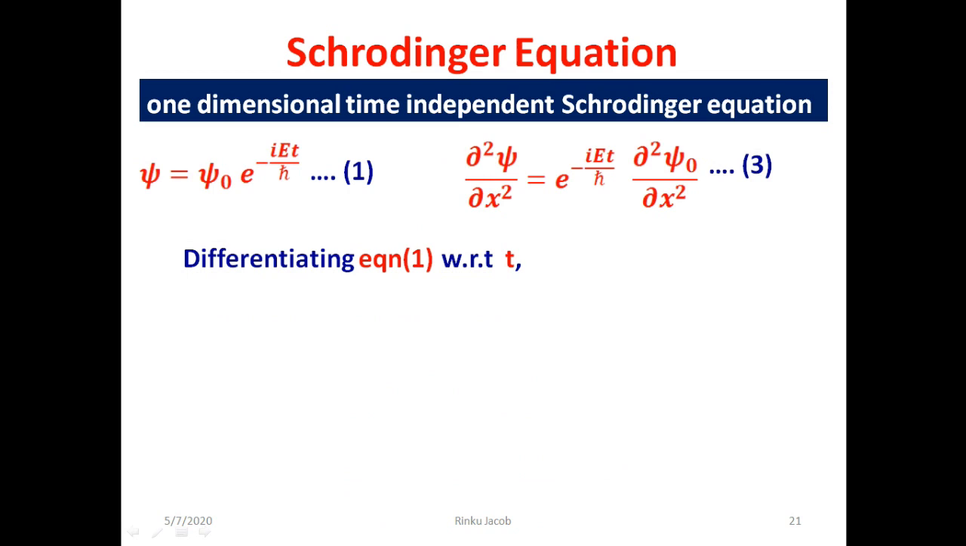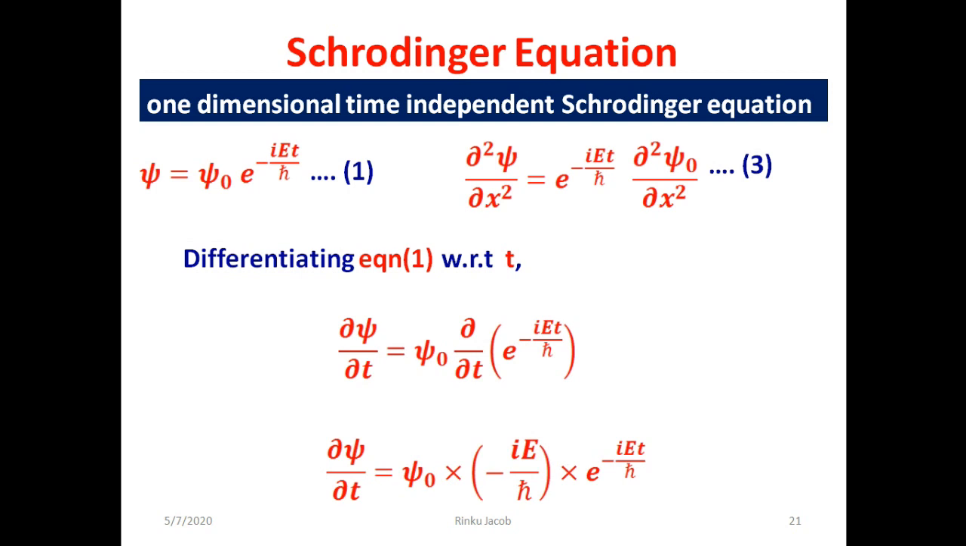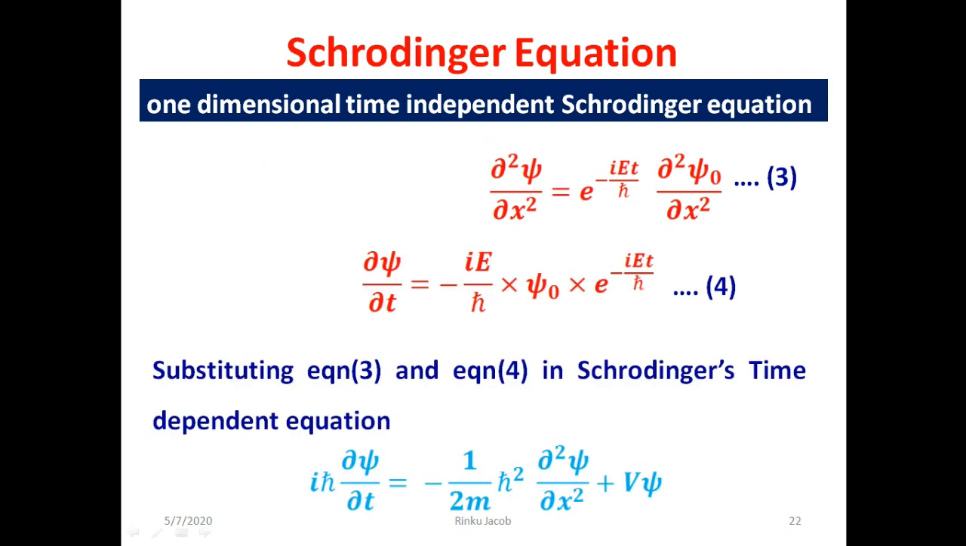Now we differentiate the modified wave function, which is given by equation 1, with respect to the time coordinate. That is ∂ψ/∂t equal to ψ0 into ∂/∂t of exponential of (−iEt/ħ). That is ∂ψ/∂t equal to ψ0 into (−iE/ħ) into exponential of (−iEt/ħ). Now we have the equation for ∂²ψ/∂x² as equation 3 and ∂ψ/∂t as equation 4.